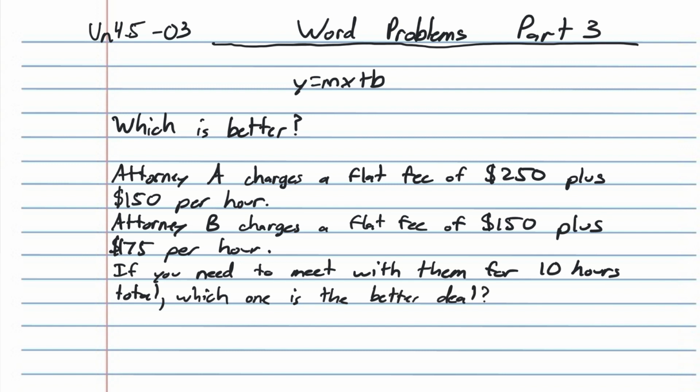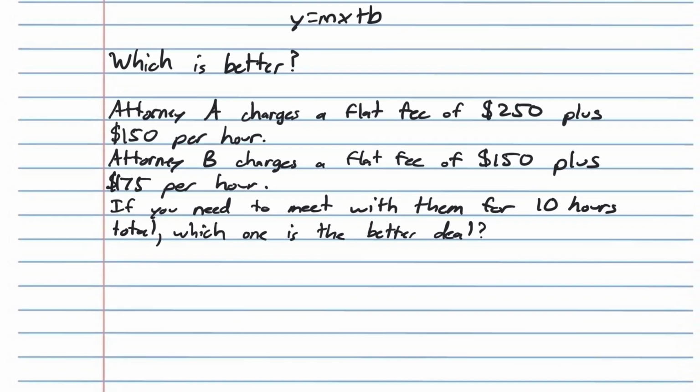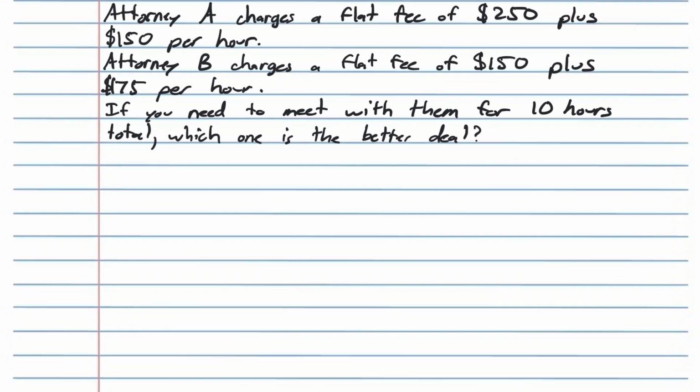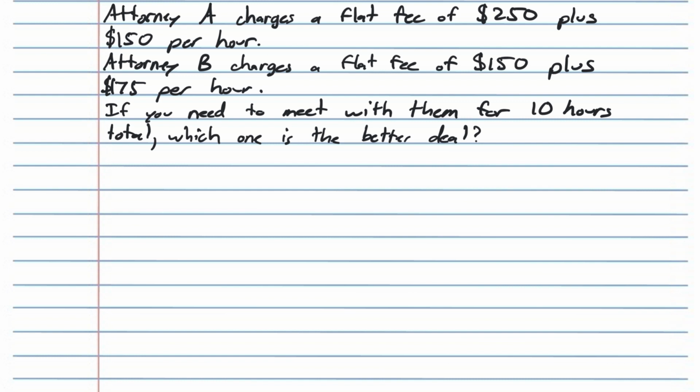So again, we know over time, attorney A is going to be cheaper because they're less per hour, right? Attorney B is more per hour. So over time, we know that A is going to be cheaper than B, but for the exact value of 10 hours, we don't really know that one yet. We've got to figure that one out. So the way you approach these questions is you have to create an equation for both. That way we can compare the two. So let's do that. Attorney A we'll do over here, and attorney B we'll do over here.